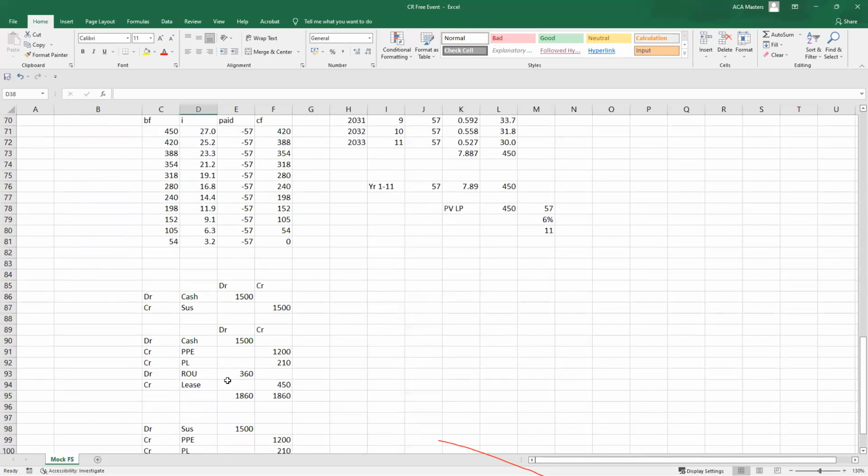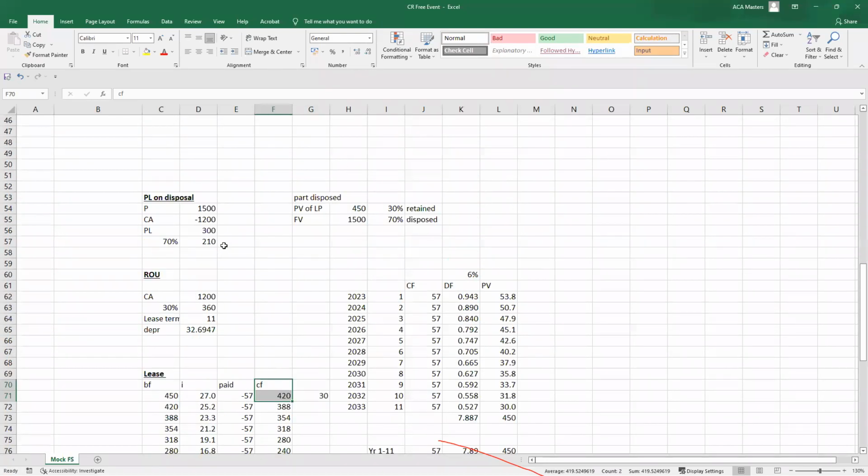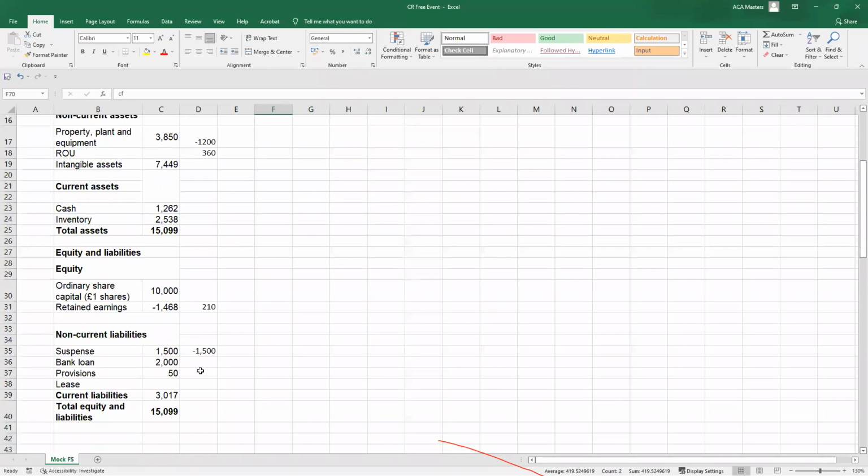Strictly, what you should do is treat part of this as a current liability. The amount which will be paid in the next year is the 30, and then the amount falling due after a year is 420. So strictly speaking, you should do it like that. But I think you'll still get some credit if you had it all in non-current, or at least you've got the other entries all right as well.